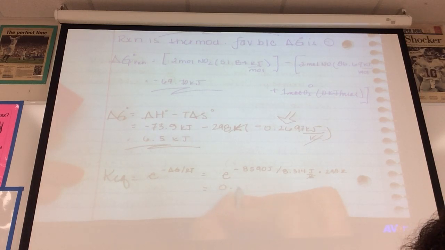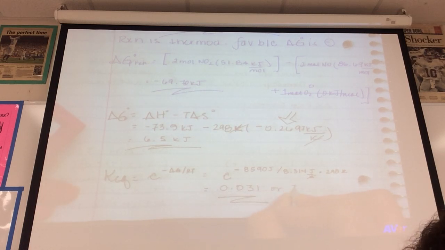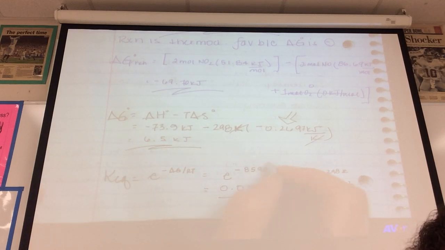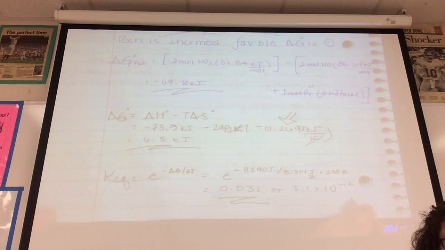So 0.031, no unit for KEQ, or 3.1 times 10 to the negative 2. With this delta G, is the reaction thermodynamically favorable? The delta G is 8.590. Thermodynamically favorable? No. Thermodynamically unfavorable reactions have KEQ values less than 1. So that's going to be a negative exponent, which is what you got there.